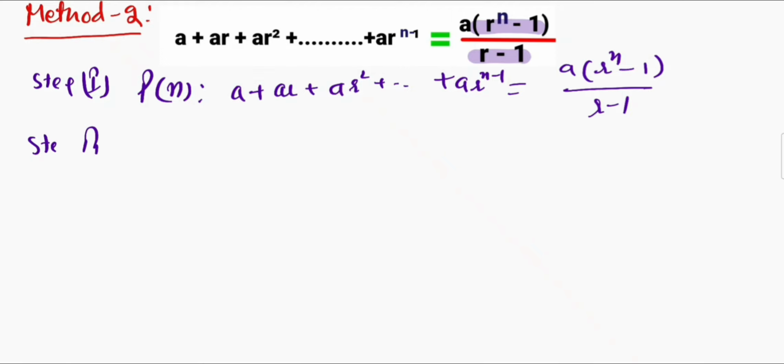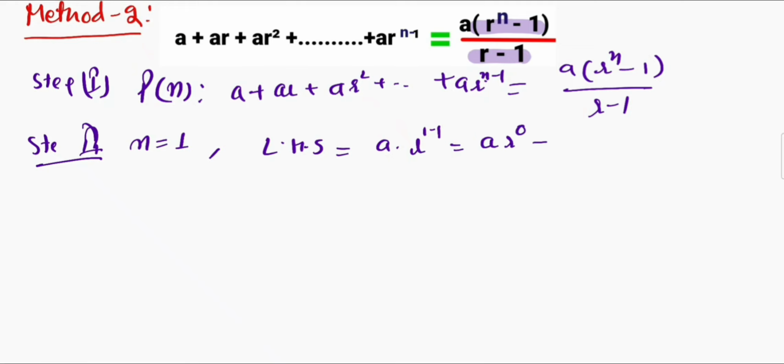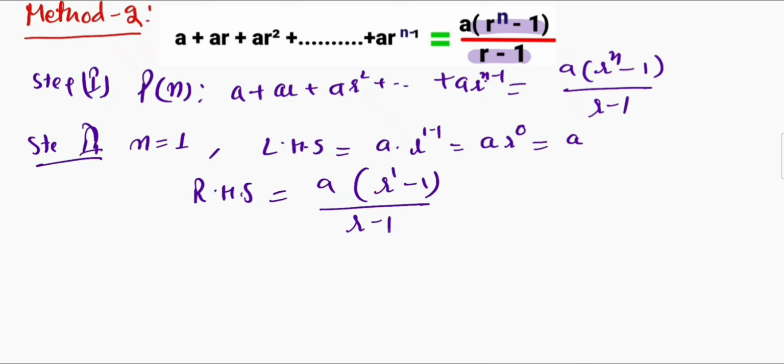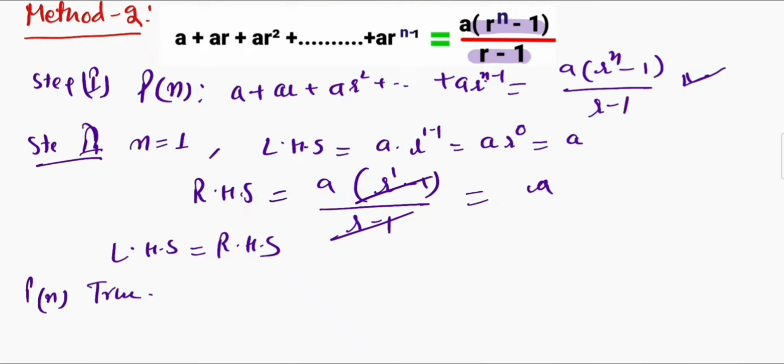Now step 2 is we put n equal to 1. Let's see whether left hand side is equal to right hand side. Left hand side here is equal to a into r^(1-1), which is a into r^0, which is equal to 1, so left hand side is a. Now right hand side: a(r^(1-1) - 1)... divided by r minus 1. This cancels and we get a. So left hand side is equal to right hand side. Pn is true for n equal to 1.